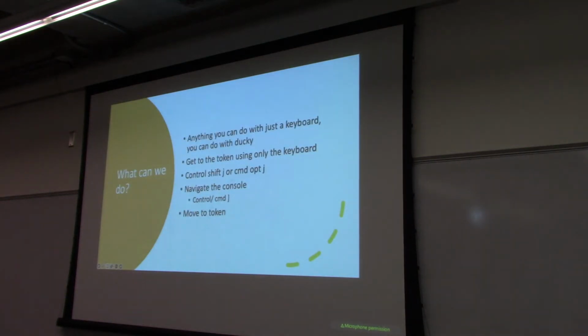So, what can we do with a rubber ducky? You can do basically whatever you can do with just a keyboard, which turns out to be a lot when you get into a bunch of keyboard shortcuts. What we're going to be doing today is getting a token using only the clipboard. Command-Shift-J will give you DevTools, and then you can navigate around in the console with Command right bracket, and then we can move to our token.